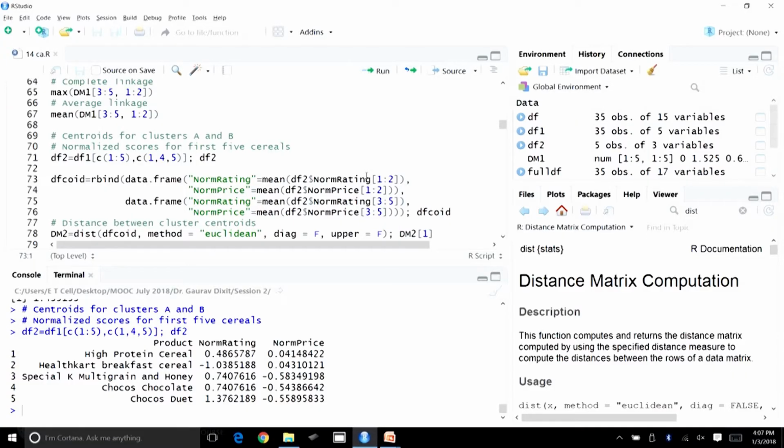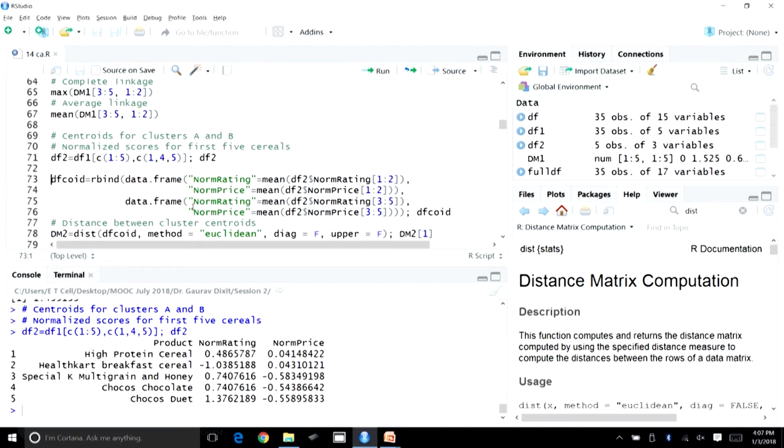If we look at the next code, here we see that what we have is the mean values. Mean values are being computed using the observations 1 and 2, because the first 2 rows, high protein cereal and health card breakfast cereal, are part of cluster A, as we talked about in the previous lecture. So, these two observations are to be used to compute the average value for these two dimensions, rating and price. You can see the mean is being taken for these values 1 to 2, that means essentially just 2 values.